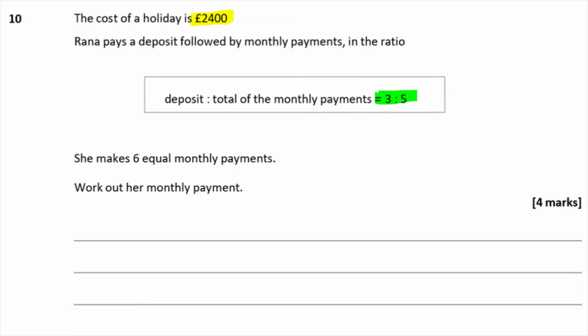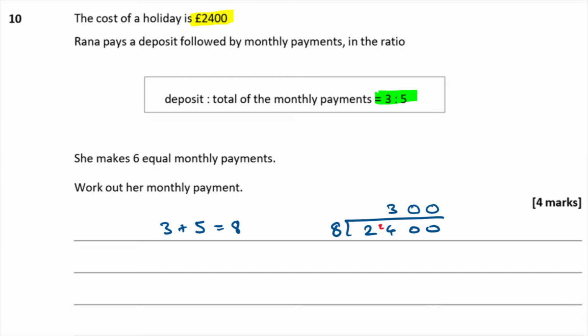Okay, now we can do that by taking the 3 and the 5 from the ratio and adding it together. 3 plus 5, that gives me 8. That tells me how many shares there are altogether. 3 shares for the deposit, 5 shares for the monthly payments, 8 shares altogether. Okay, so we're going to divide 8 into 2,400 to find out what each share is worth. 8's into 2 don't go. 8's into 24 go 3 times. Remainder 0, it's going to be 300, isn't it? So each share is worth 300.